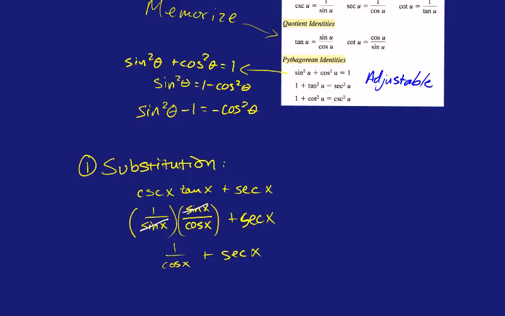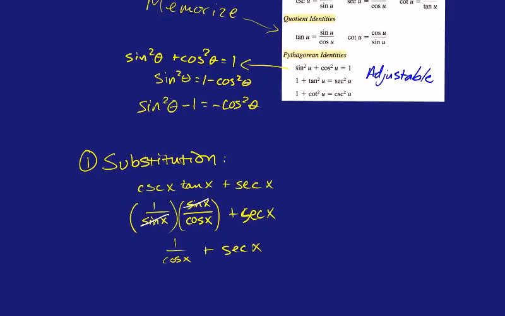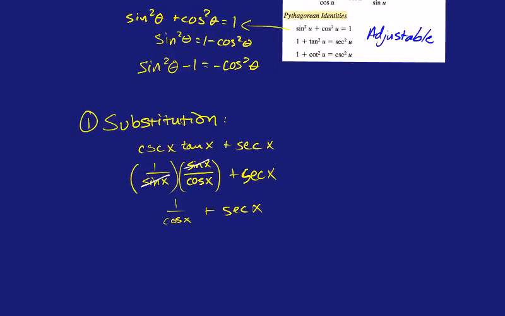And if you do have some of these things memorized, you know that 1 over cosine is equivalent to secant of x. And so now we have secant of x plus secant of x, and we have 2 of them, so 2 secant of x. And that would be how you would simplify that expression.